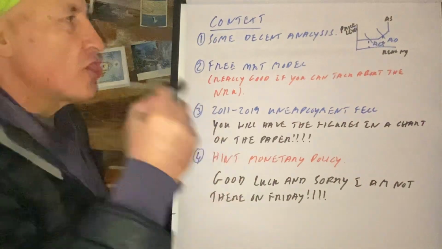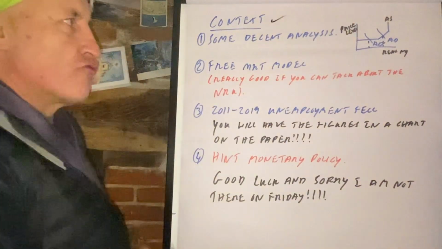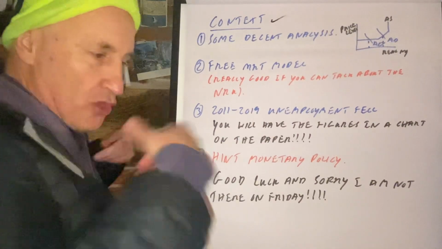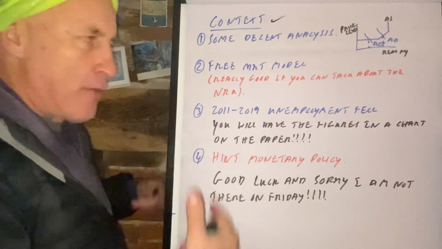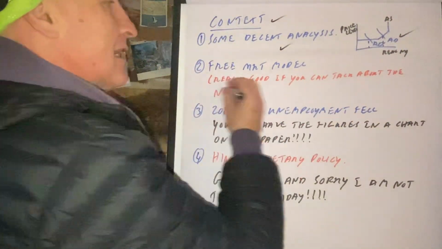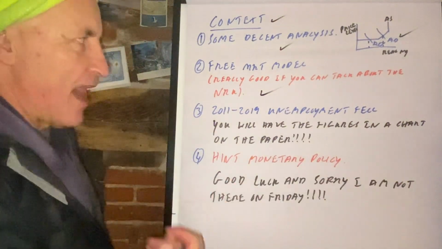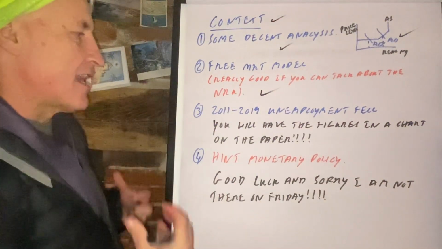Okay, so context is really important at A2 level. Write it, tell a story about what's going on, what's happened in the past. That will clarify the story. Some decent analysis, okay? AD falling. Free market model. Clearly good if you can talk about the natural rate of unemployment. Okay, that falling. It shows a really wide understanding of economics.